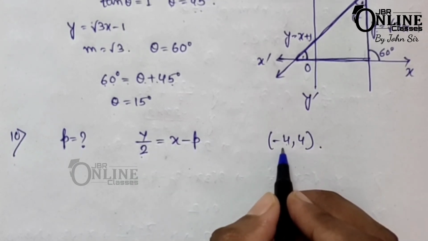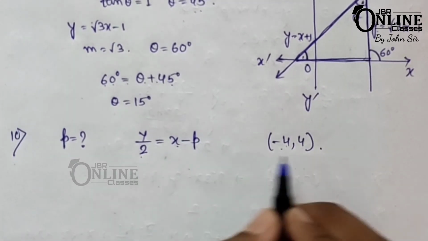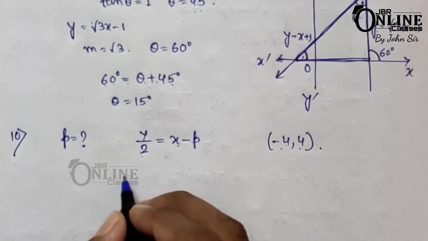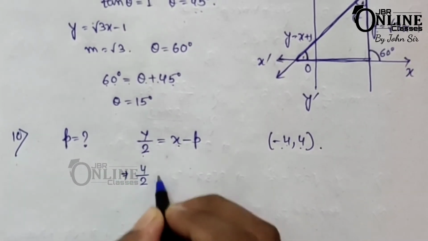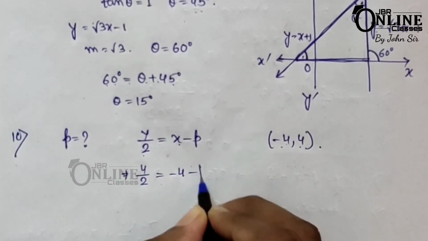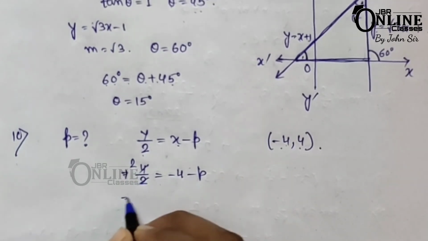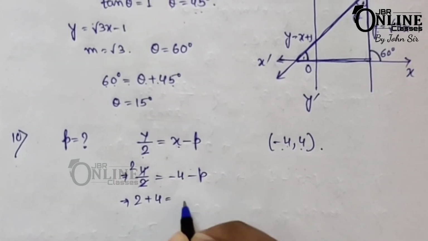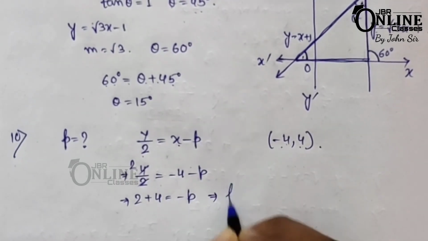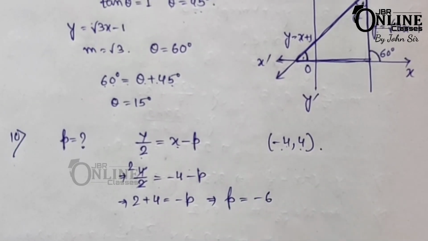So here the value of x equal to minus 4 and the value of y equal to 4. Just put down the values: 4 by 2 equal to minus 4 minus p. So that gives 2 plus 4 equal to minus p. From that equation, p equal to minus 6.